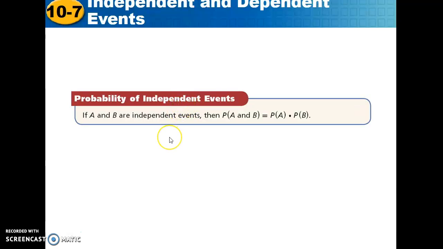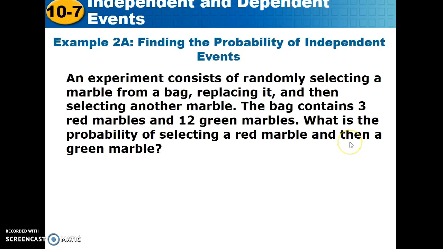This is an important part of your notes, the probability of independent events, and this is read: if A and B are independent events, then the probability of A and B happening is equal to the probability of A multiplied by the probability of B. So let's use that newfound formula.